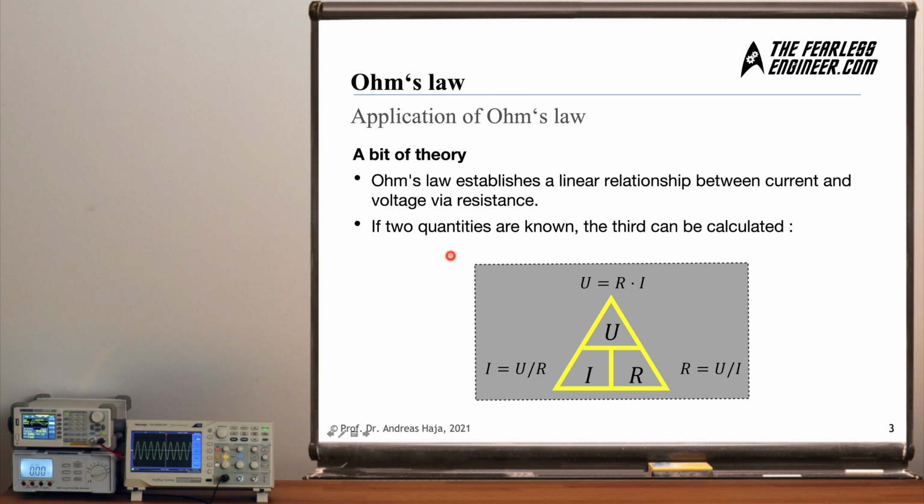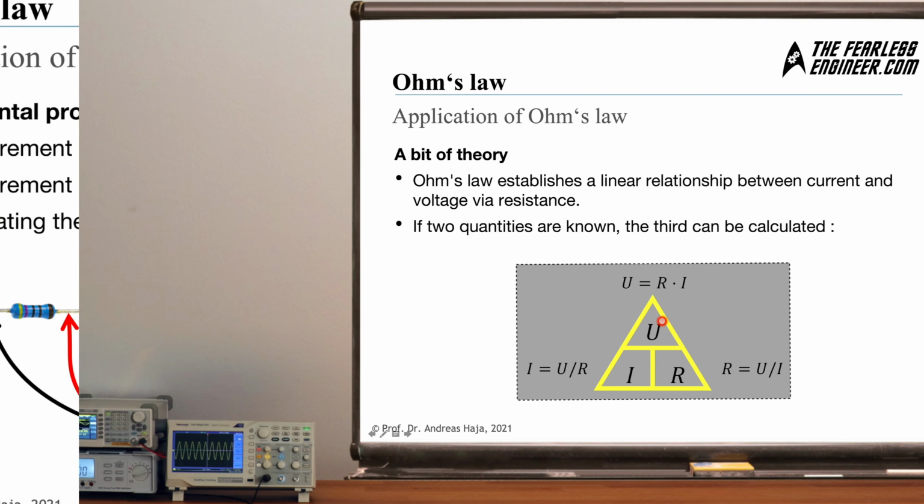Using Ohm's law, that's the second item here on this slide, we can calculate a third component if we know the first two. So we can calculate the voltage, the current, and also the resistance if we know the other two. And by using this neat triangle here, you can easily remember the shape of these equations by looking at the geometrical relations between the quantities.